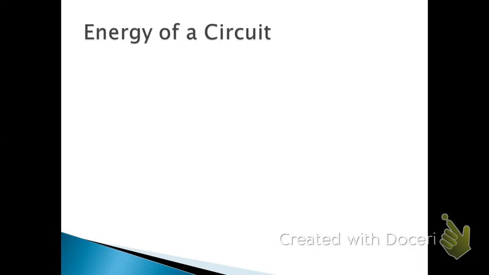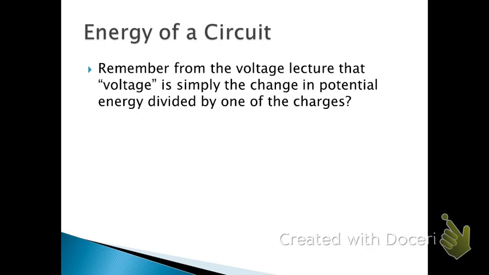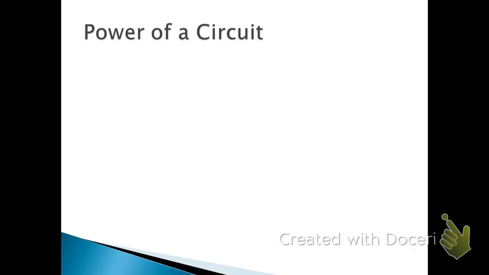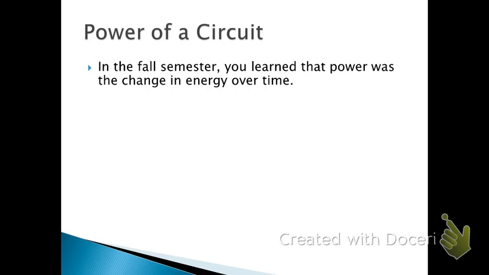Now, in a circuit, there's energy that's stored. If you remember that voltage is just the energy divided by the charge, so joules per coulomb. Well, that means the energy in a circuit is coulombs times volts. Delta U equals Q times V. Now, the only reason I'm mentioning that is because it's useful for deriving the equation for the power in a circuit, which is what we're going to use more often.